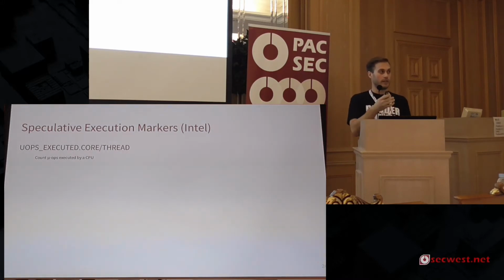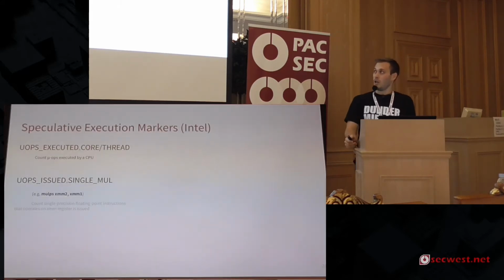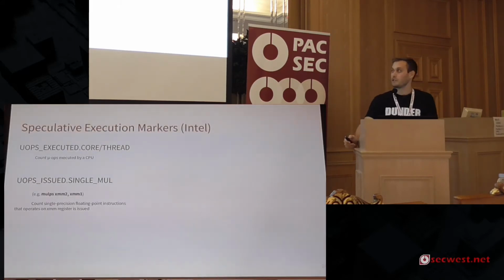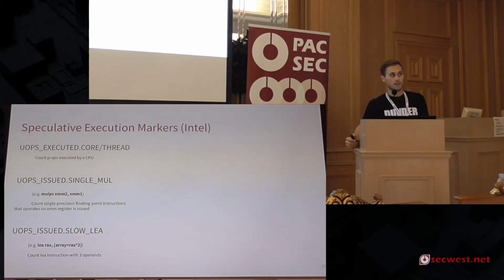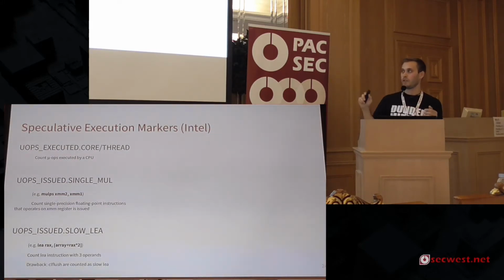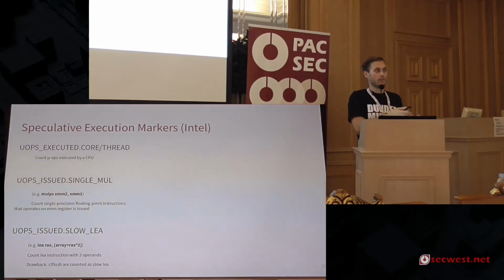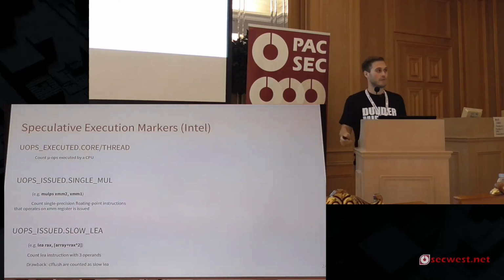So whenever a specific instruction is found in our snippet, each one of these counters will be bumped by 1. We found this single Muller that is ready to use single precision floating point instruction. We found this slow Lia, which is a Lia with 3 operands. This one is a bit tricky because we also discovered that there is a CLFlush instruction, the one that removes a cache line from the cache, which is also counted as a slow Lia. So if your test also uses a CLFlush, you might want to be careful with this.